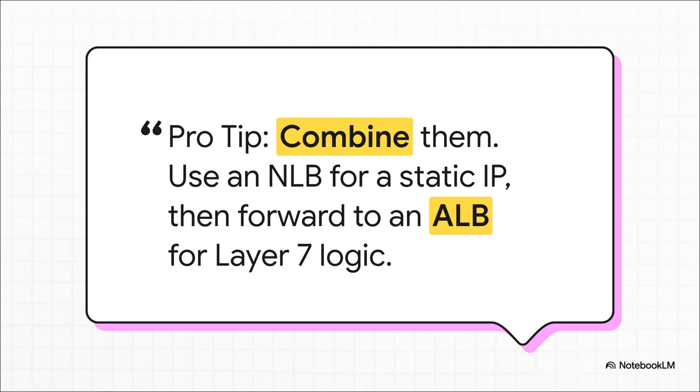But hang on, here's a pro tip, a little secret from the experts. You don't always have to choose. The real pros often combine them. You can stick an NLB right at the front to get that static IP and that insane performance, and then have it forward all its traffic to an ALB, which then does all the smart, path-based routing. You literally get the best of both worlds.